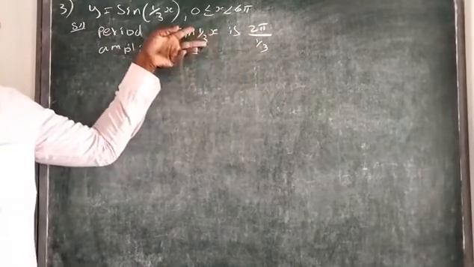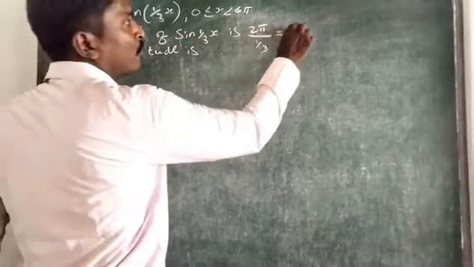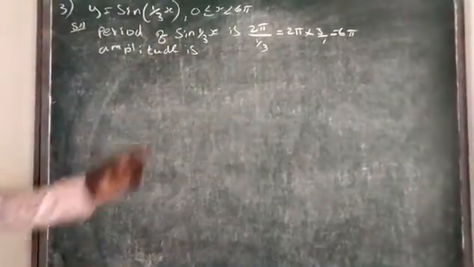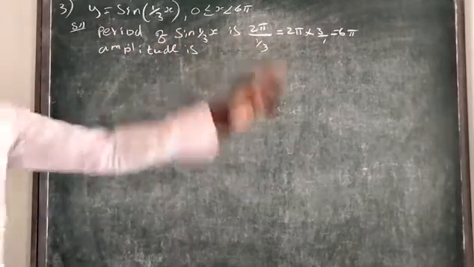Here the coefficient of x is 1/3, so 2 pi divided by 1/3. If we take the reciprocal, it becomes 2 pi into 3 by 1, which is 6 pi. So I already told you, 0 to 6 pi. So the period is 0 to 6 pi, and write 6 pi.